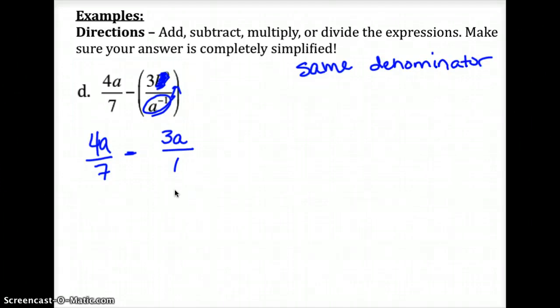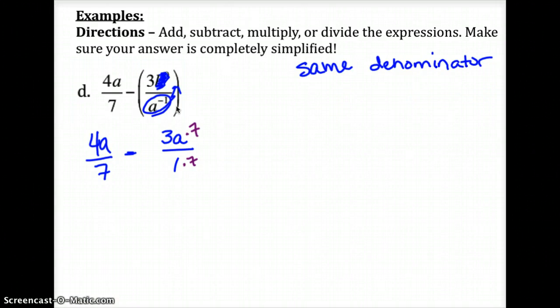Okay, since I need the same denominator, we kind of have a problem. We're in a pickle here. This first fraction has a 7, but the second fraction has a 1 underneath. So how can I get them both to be the same? Well, couldn't I multiply 1 by a 7, and then they would both have a 7? But to do that, I have to multiply the top by the same thing.